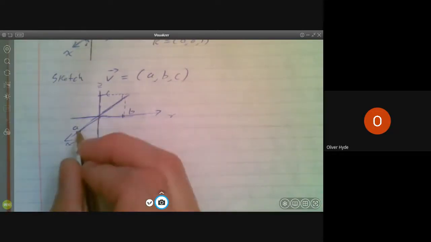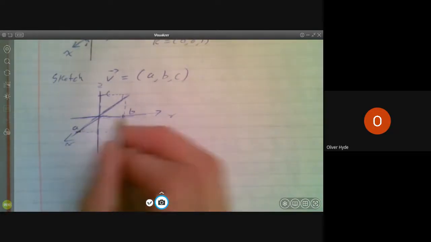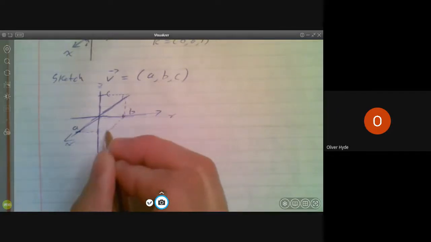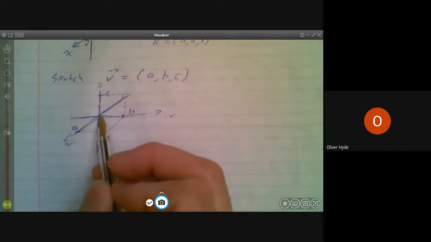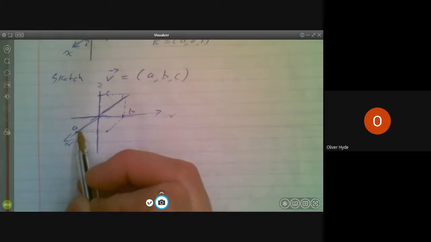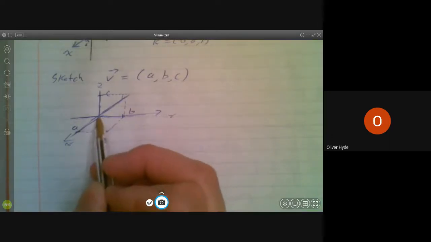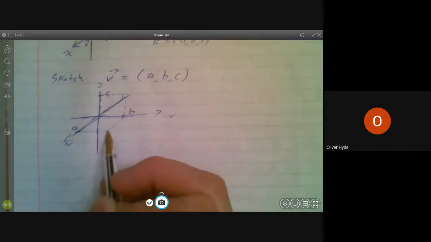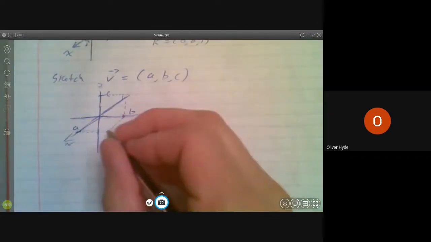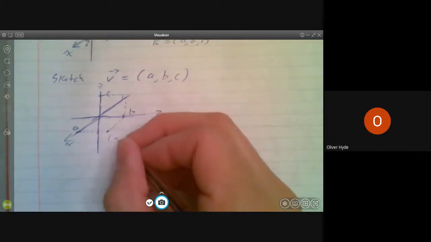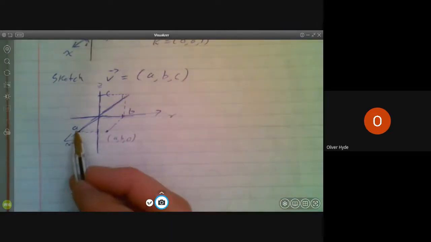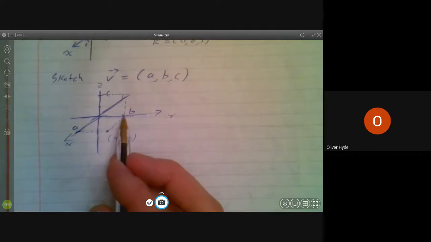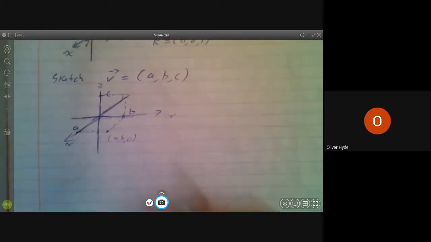Go forward A and then right B. Go right B and then forward A. And you'll show the commutative property of vector addition, that a comma 0 comma 0 plus 0 comma b comma 0 is the same as 0 comma b comma 0 plus a comma 0 comma 0. So the coordinates of this point right here would be a comma b comma 0. Coordinates of this point are a comma 0 comma 0. That point right there is 0 comma b comma 0, and 0 comma 0 comma c.